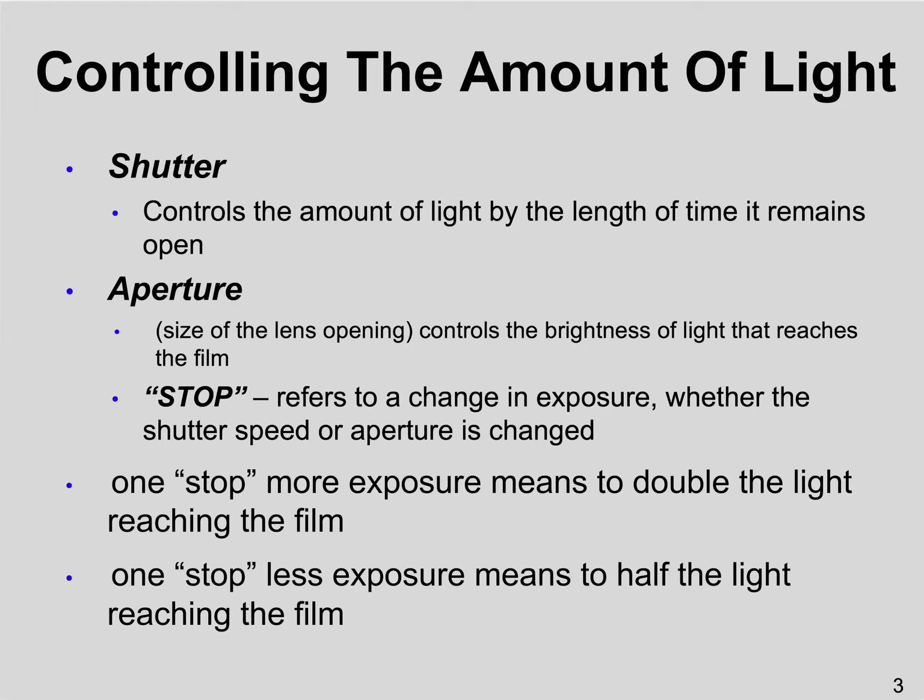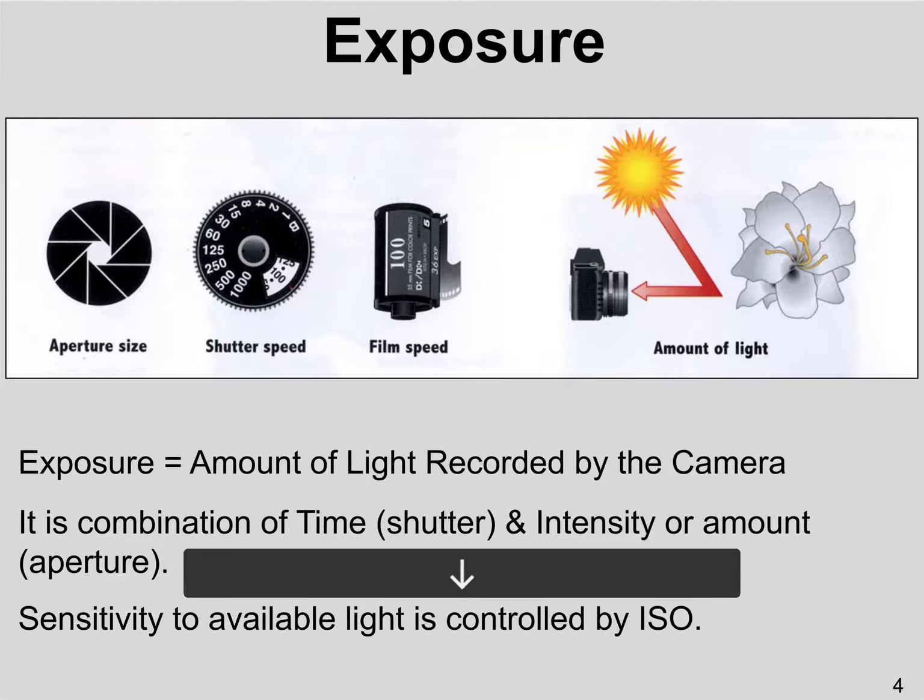The stop refers to a change in exposure. It can be either aperture or shutter. It's just a change in the amount of light being recorded. Whereas f-stop, we typically think of with apertures. So one stop more exposure means you're doubling the light. So if you started at f4 and you go to f2.8, you've doubled the amount of light. You've added a stop of light. Or if you're at f4 and you go to 5.6, you've gone one stop less light, or you've halved that amount of light entering the camera.